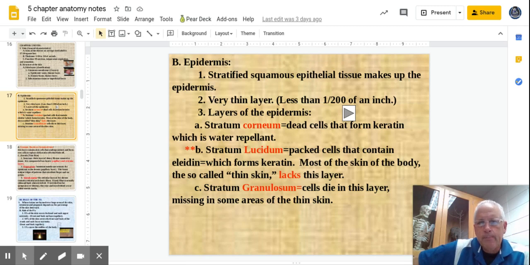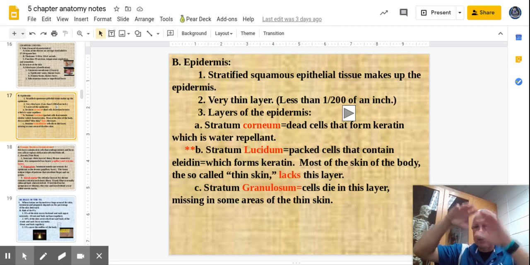The stratum lucidum is a layer that has something called eleidin, which forms keratin, which is water repellent. Some thin areas lack this layer, but it produces the same stuff your fingernails are made of, keratin. That's what waterproofs. Skin works its way up to the surface, and as it does, we waterproof it. So by the time it gets up to the stratum corneum, it's water repellent.